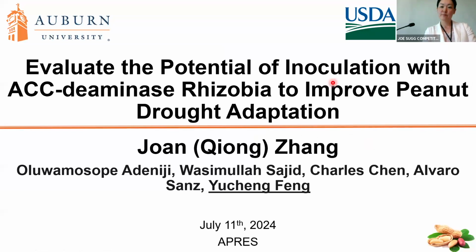All right, our next presentation this afternoon is entitled Evaluating the Potential of Inoculation with ACC deaminase containing rhizobia to improve peanut drought tolerance. And Joan Chung is our presenter this afternoon. Thank you for the introduction. Hello, everyone. I'm Joan Chung. I'm a PhD student from Auburn University working on peanut drought tolerance. So today I will talk about one of my projects entitled Evaluating the Potential of Inoculation with ACC deaminase rhizobia to improve peanut drought tolerance.